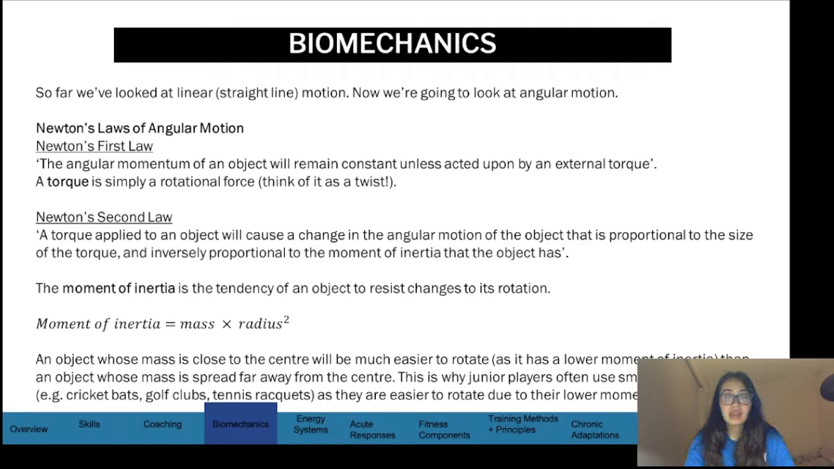An object whose mass is close to the center will be much easier to rotate because it has a lower moment of inertia than an object whose mass is spread far away. So junior players often use smaller equipment because it's easier to rotate due to the lower moment of inertia. Smaller golf clubs, smaller bats, smaller tennis rackets, all of these have a smaller radius. Therefore, if their radius is decreased and their mass is decreased as well, they decrease the moment of inertia and make it easier to change its rotation.